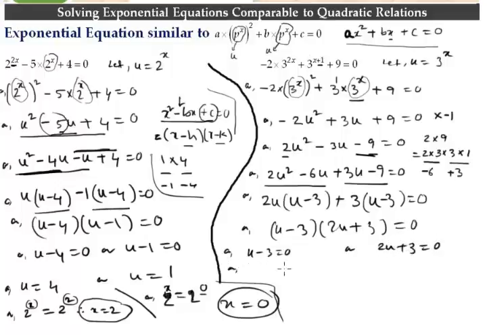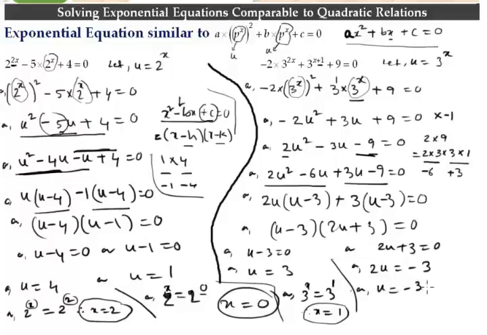So let us do this one. u equals minus 3 on the other side, so 3. So u equals 3, we know u equals 3 to the power x. So 3 to the power x equals 3, 3 means 3 to the power 1. So base equal, power equal. So we will get x equals 1. And here 2u plus 3 equals 0, that means 2u equals minus 3 or u equals minus 3 by 2.